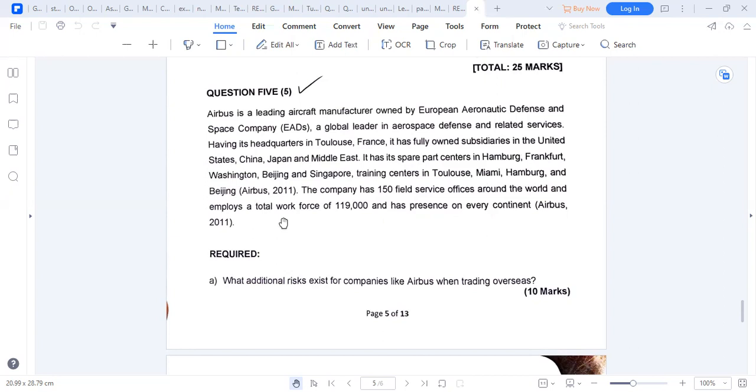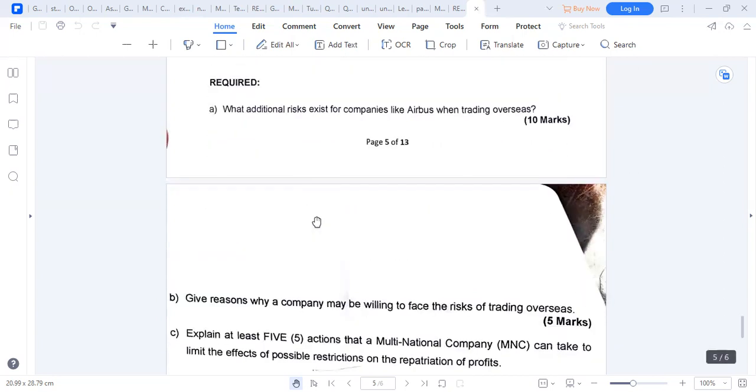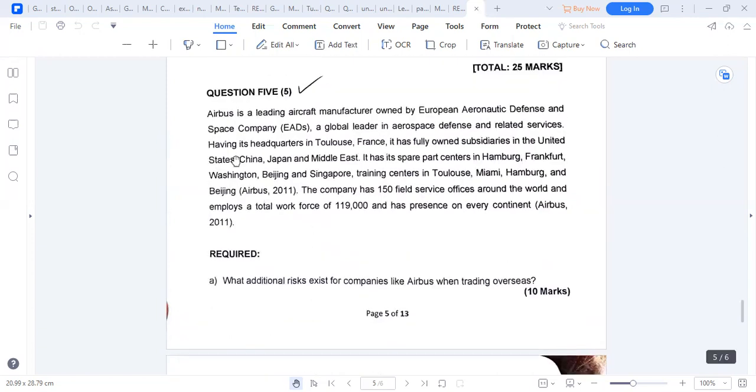So with that background, question number 1, what additional risks exist for a company like Airbus when overtrading overseas? And give reasons why a company will be willing to face risks of overtrading overseas, and explain at least 5 actions that a multinational company can take to limit the effects of possible restrictions on the repatriation of profits. Okay, so here we're looking at a case study.